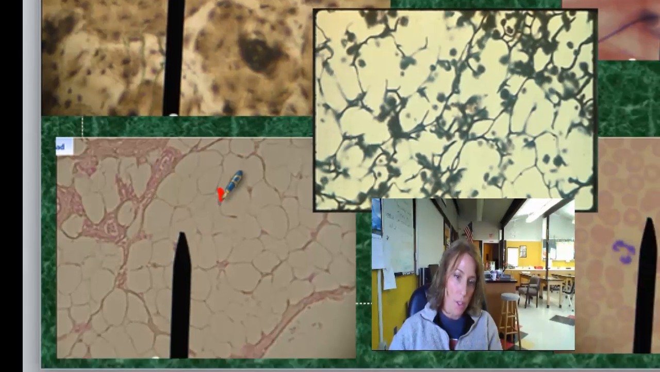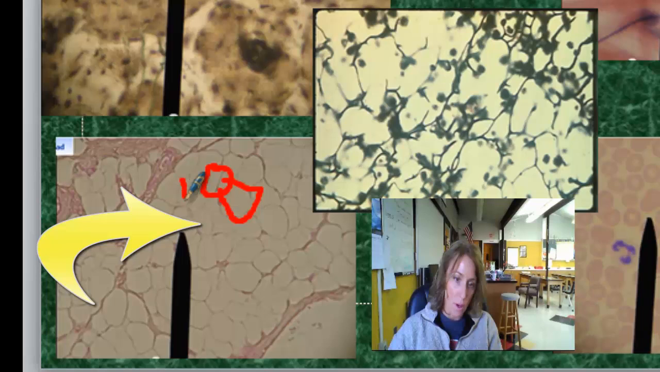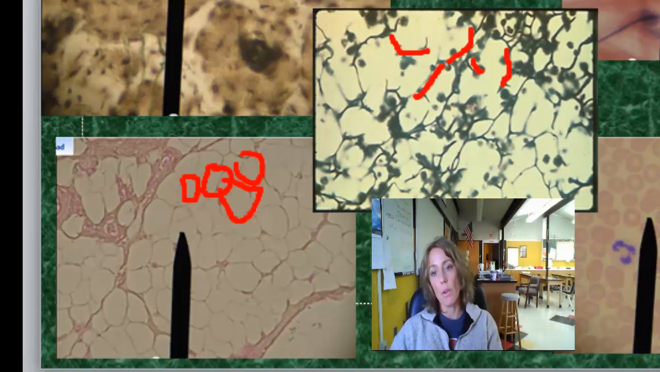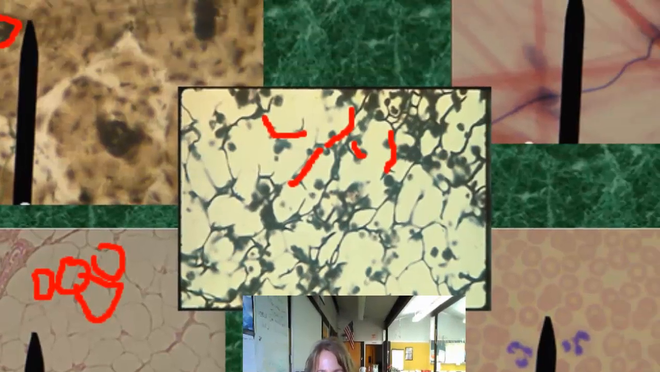On the bottom left, you see these empty cells of connective tissue, and this is called adipose tissue. These are the adipocytes, the fat cells. And then in the center, you have a type of connective tissue common in the spleen, made up of these reticular fibers, which are a network of support, and this is called reticular connective tissue.